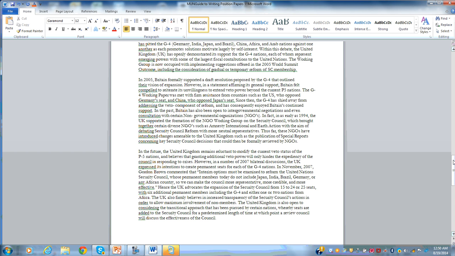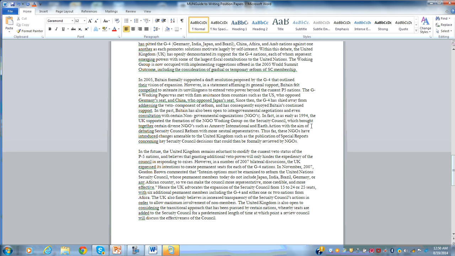In fact, in as early as 1994, the UK supported the formation of the NGO Working Group on the Security Council, which brought together certain diverse NGOs such as Amnesty International and Earth Action with the aim of debating Security Council reform with more neutral representatives. So I like how this student is weaving in how the country Britain interacted with NGOs. This is something that you probably want to try to figure out for your second paragraph. You want to figure out, did my country interact with non-governmental organizations at all to address whatever issue is presented in the topic guide? All right, so now I'm picking up here.